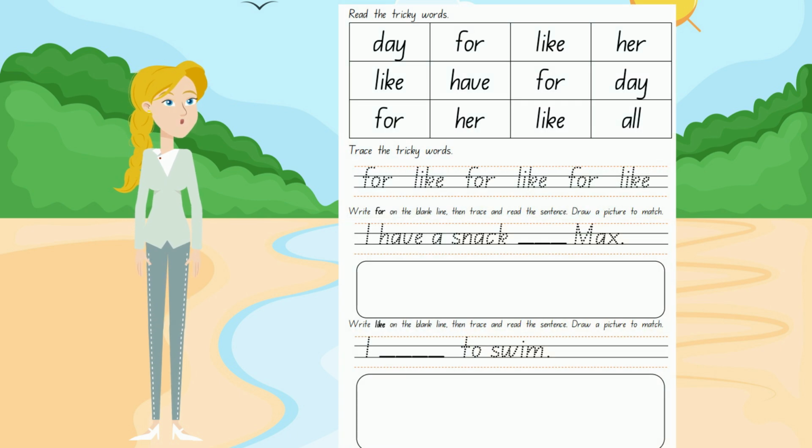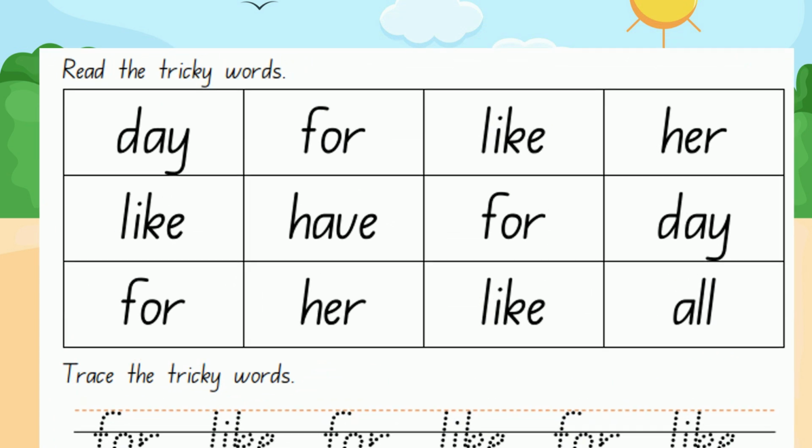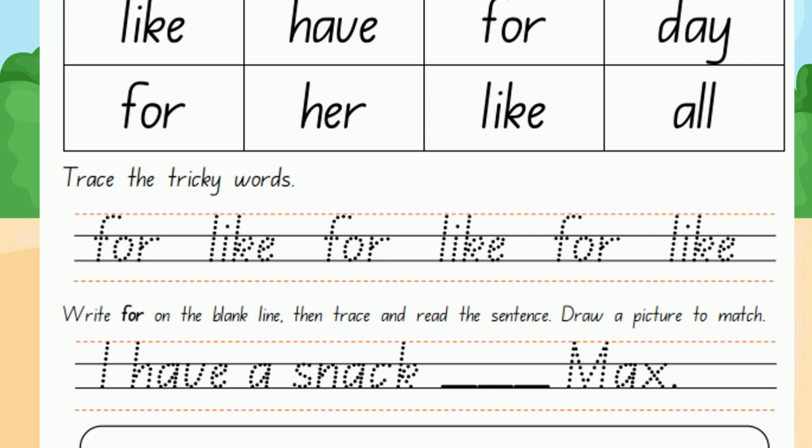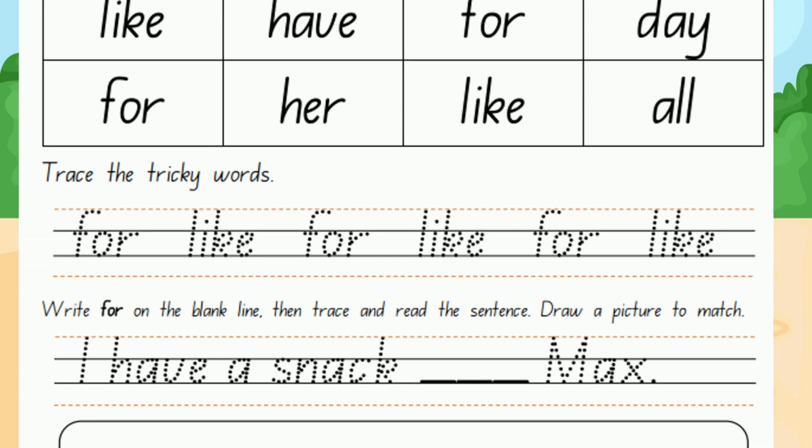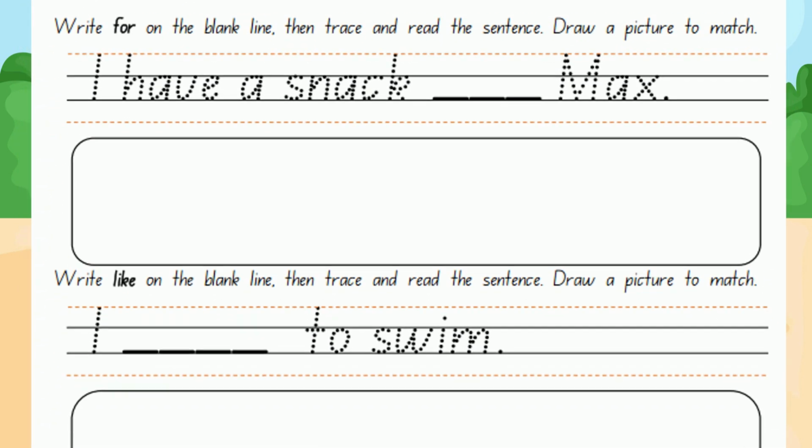Our final exercise today is all about tricky words. Begin by reading your tricky words. Then trace our new tricky words for and like. And down the bottom you need to add our new tricky words for and like on the lines. And then you will trace the sentence, read it and draw pictures to match.